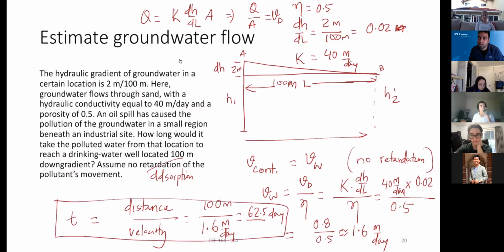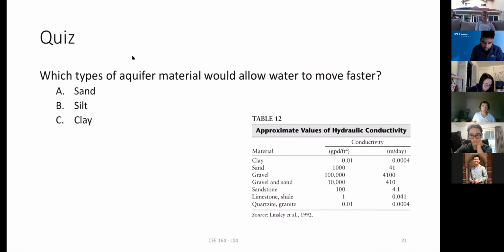Any question? All right, so let's see another quiz. Which type of aquifer materials would allow water to move faster? Usually in the quiz and in the midterms, I also ask why, and you'll have to explain that. The answer is already given in the table. You just have to see which one is fastest.